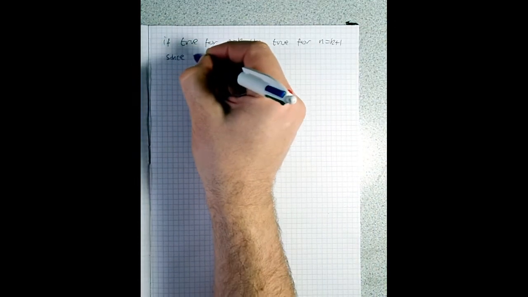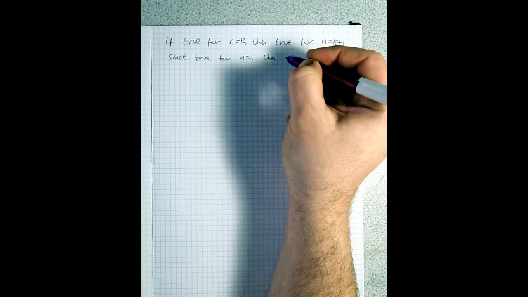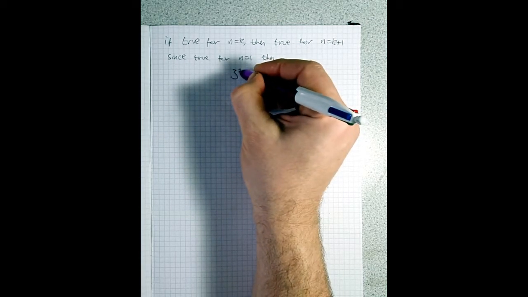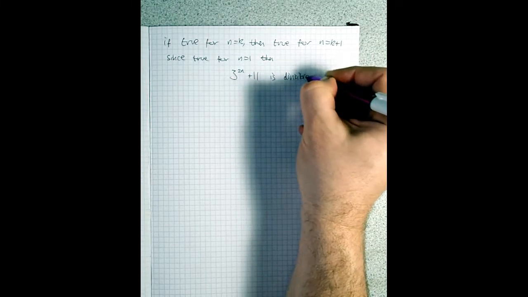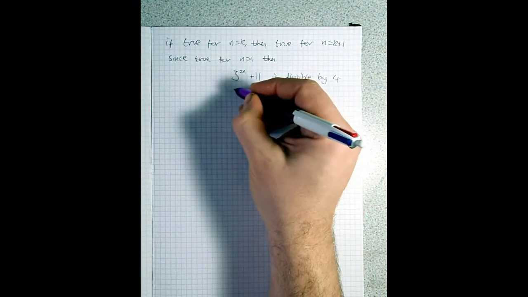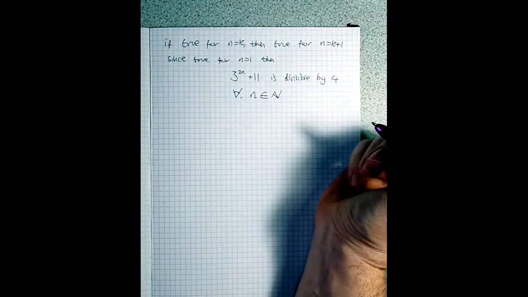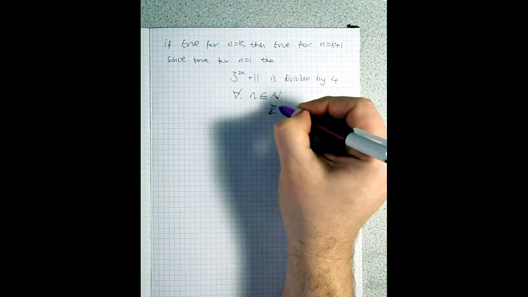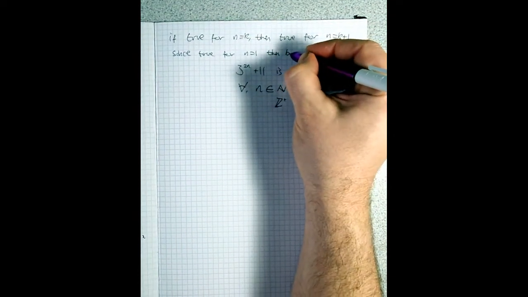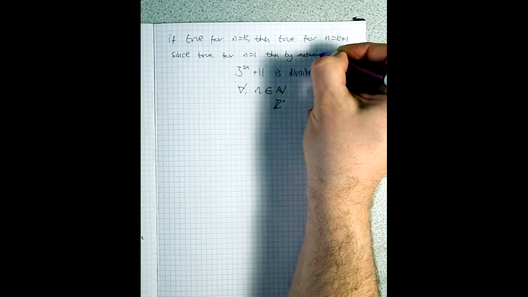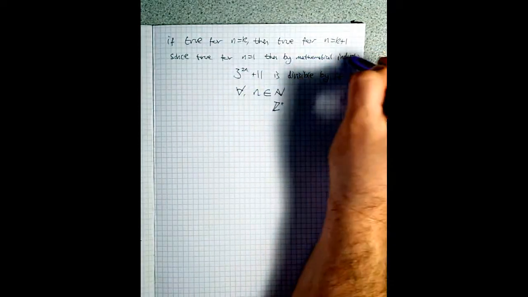Since it's true for n equals 1, then let's write our conclusion. 3 to the 2n plus 11 is divisible by 4 for all n where n is a natural number. Or of course, remember, I could have used Z plus. Somewhere, I guess, in my conclusion, I will say by mathematical induction. But I don't think you'd lose a mark if you didn't explicitly write that bit.